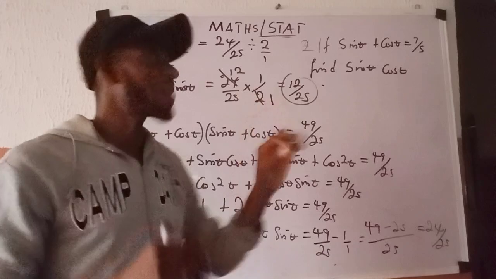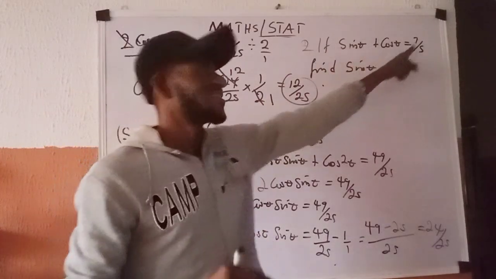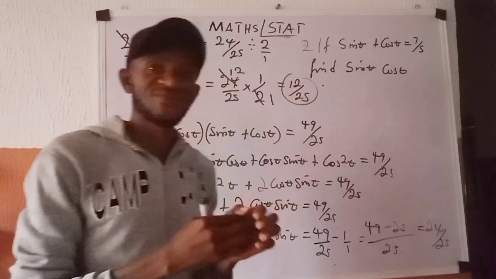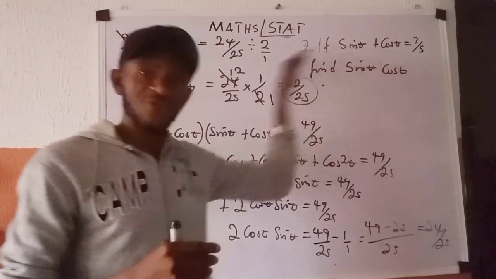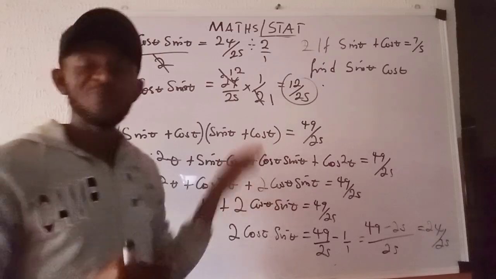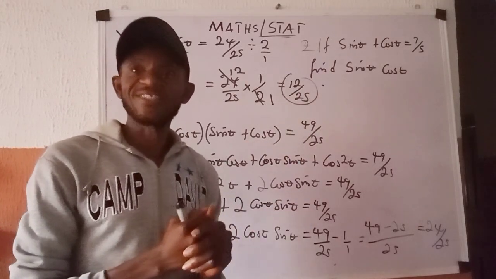So in a situation whereby you are given that this quantity and this quantity is equal to 7/5, and then you are asked to find this and this, when you follow this process or procedures, definitely you are going to arrive at an answer.